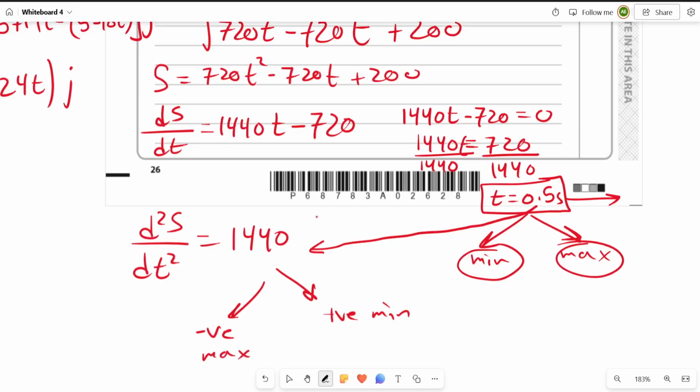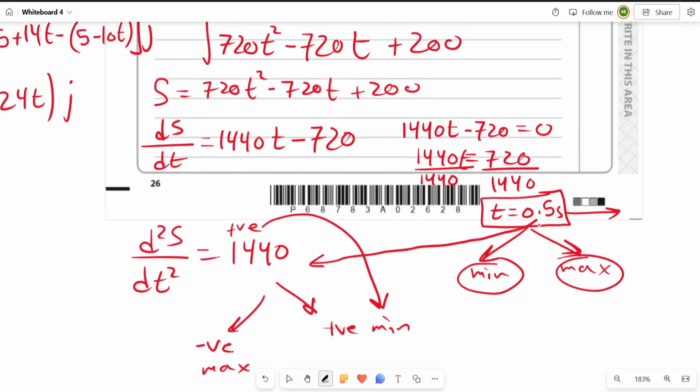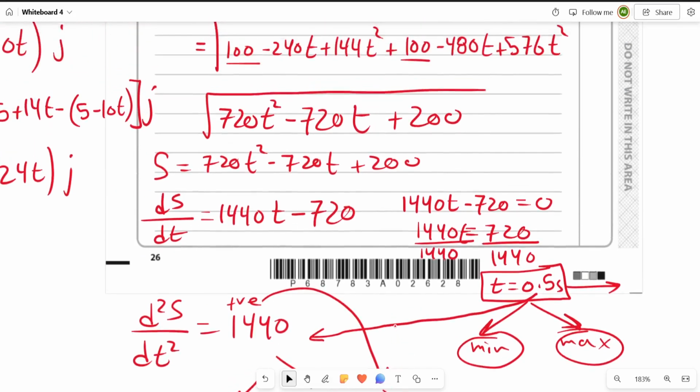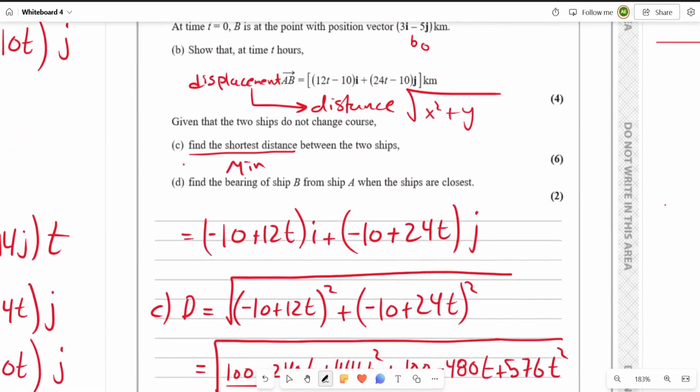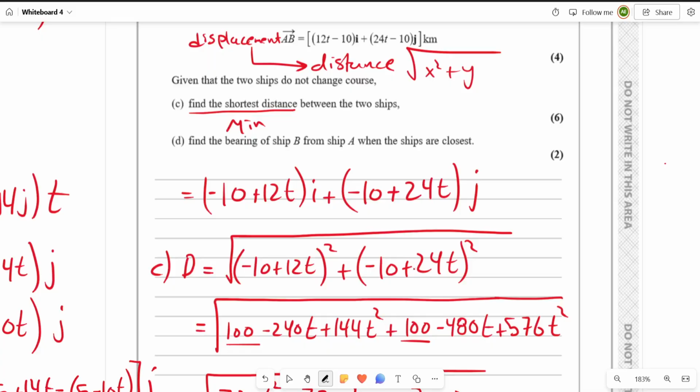However, here I don't have any t to substitute, so I'm just going to take this as the answer for the second derivative. So the second derivative is always positive, and we said that when it's positive, it means that my critical points are minimum critical points. So this tells me that t equals 0.5 is going to be a minimum value. So let's return back to the distance. Now we know that at t equals 0.5, the distance is minimum.